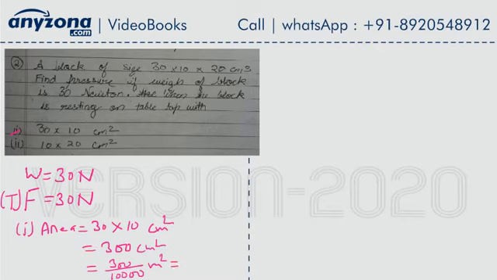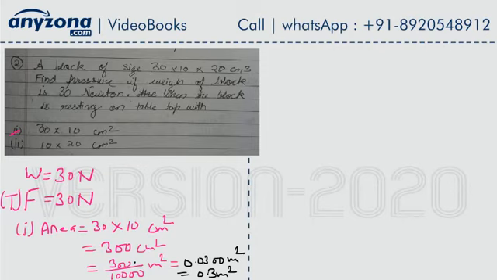Okay, just assume the decimal is here, and you have to move 4 digits towards the left direction. So the final answer is 0.0300 meter square. Okay, this is the 4 digits towards the left side. You can write 0.03 meter square. Okay, so for the first question, the area is 0.03 meter square.